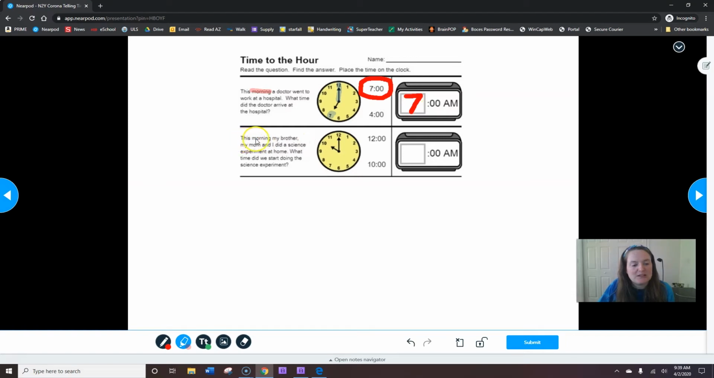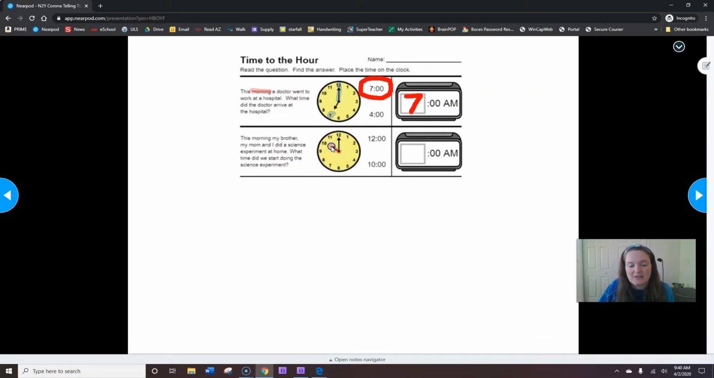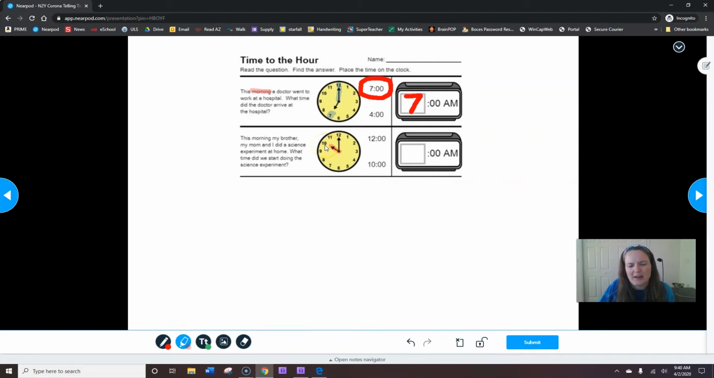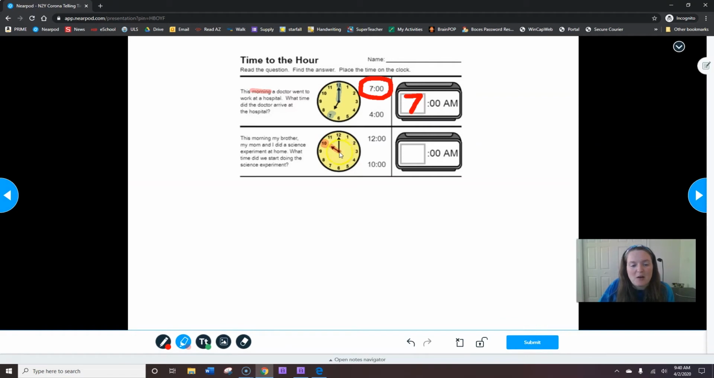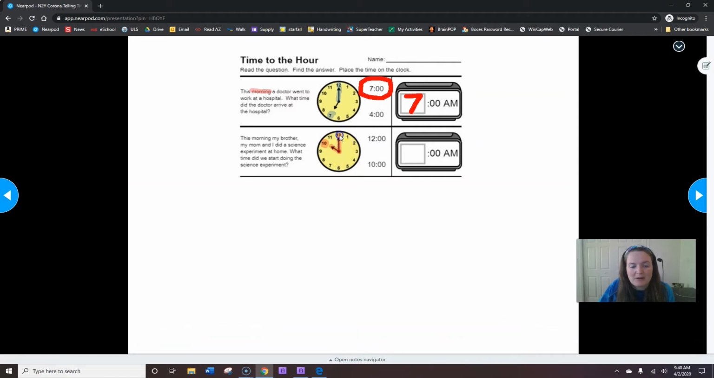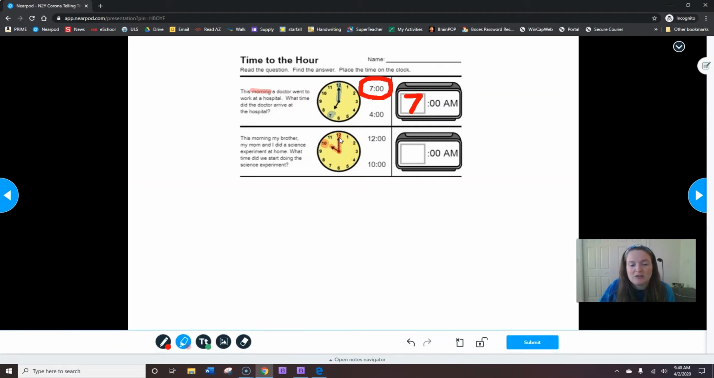Number 2. This morning, my brother, my mom, and I did a science experiment at home. What time did we start doing the science experiment? So the first thing we need to do is look at the little hand. Okay, here's my little hand of the clock. What number is it pointing at? It's pointing at the 10. Now, my big hand is going up to the 12. When it's pointing at the 12, it means o'clock. So this shows 10 o'clock.